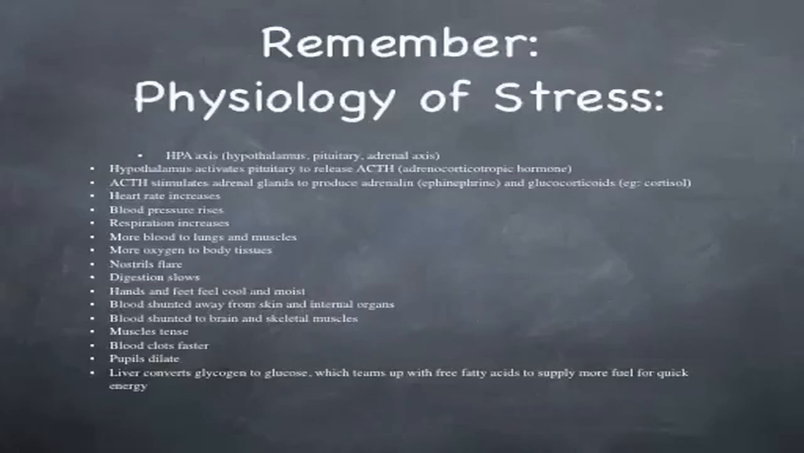Remember also the physiology of stress, how the stimulus of the hypothalamus-pituitary-adrenal axis activates the pituitary and the adrenal glands. The end result is a flood of stress hormones flowing out into the body, increasing heart rate, blood pressure, and respiration in order to provide more blood to the lungs and the muscles, and more oxygen to body tissues. Nostrils flare, digestion slows, hands and feet feel cool and moist, and blood is shunted away from the skin and the internal organs so that it can be shunted to the brain and the skeletal muscles. The muscles tense, your blood clots faster, your pupils dilate, and the liver converts glycogen to glucose, which teams up with free fatty acids to supply more fuel for quick energy.